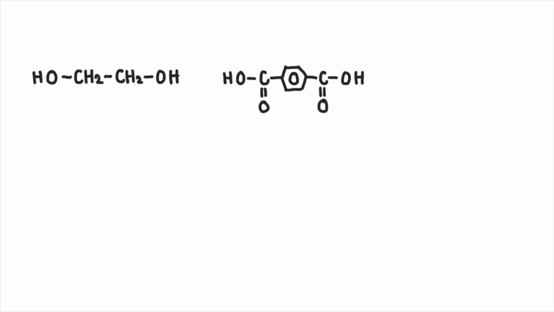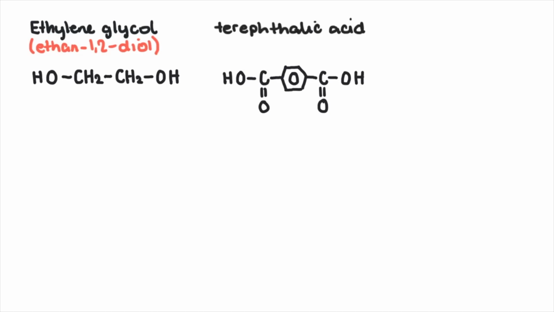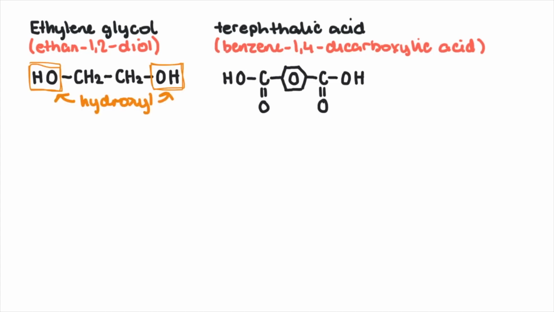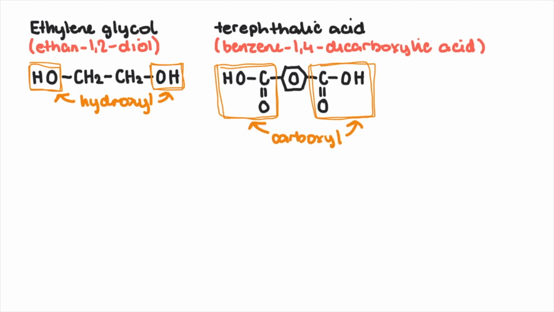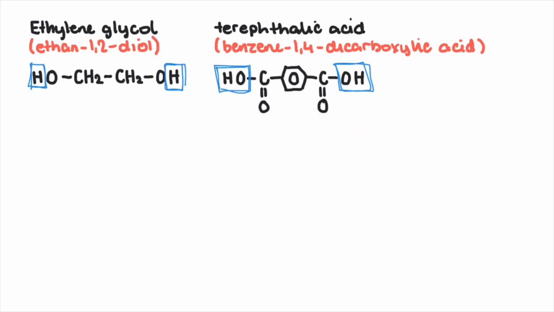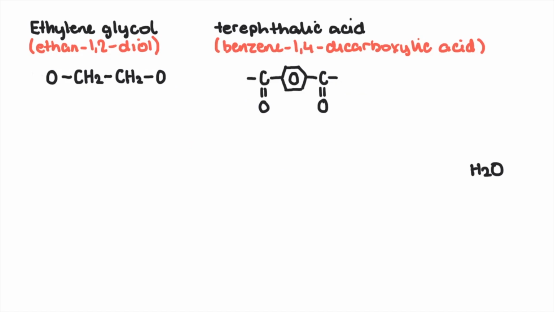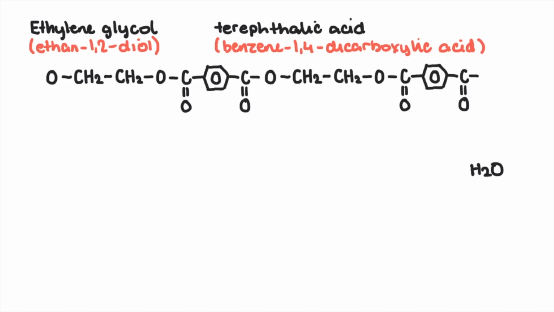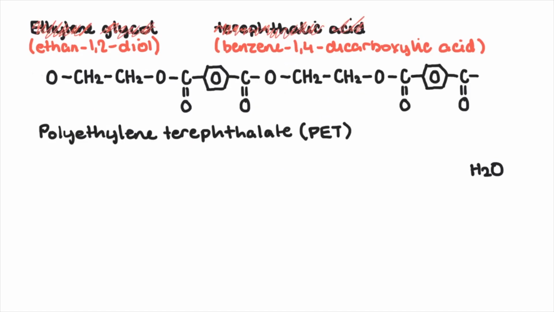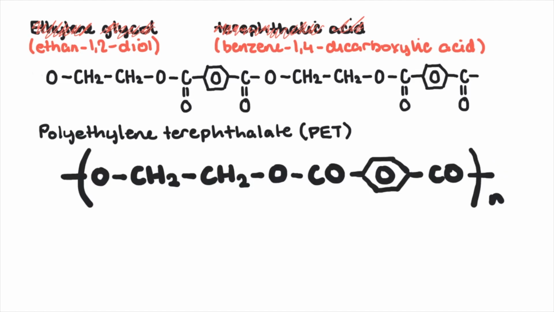Polyesters can also be formed from two different monomers, for example, ethylene glycol, aka ethane-1,2-diol, and terephthalic acid, aka benzene-1,4-dicarboxylic acid. This has two hydroxyl functional groups and this has two carboxyl functional groups. When they join, these come off and form water, and then these form your polymer like so. This is known as polyethylene terephthalate, aka PET. This is the abbreviated form of the repeating unit.